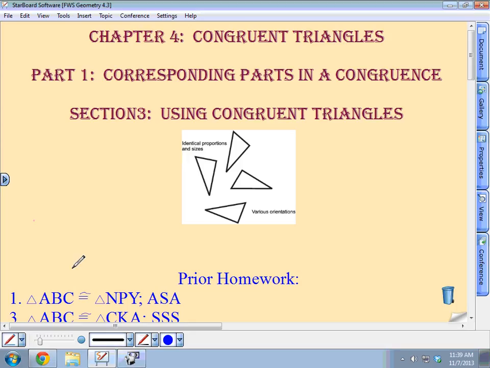Because today we're going to start using congruent triangles. Okay? And this, I believe, is the end of section 3, or actually part 2. I believe this is the last section before the test. So we'll do this, and tomorrow we'll go over the homework. We'll review.